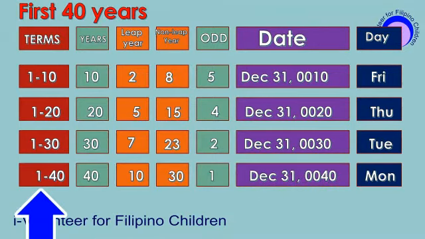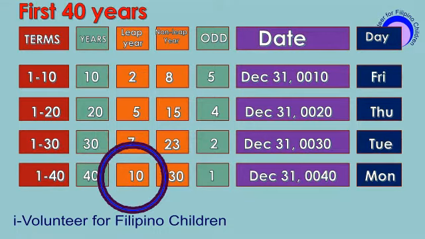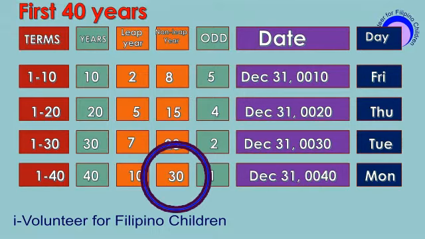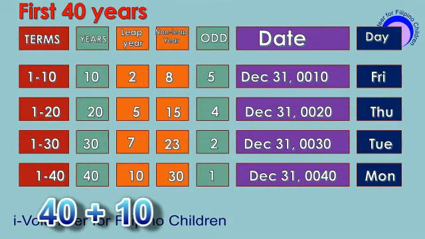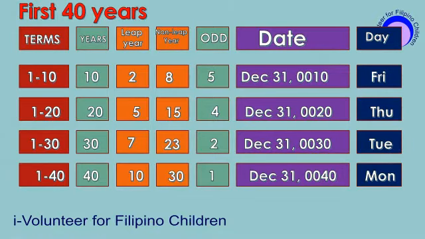Let's discuss the first 40 years. Get the number of leap years. 40 divided by 4 is equal to 10. And to get the number of non-leap years, we will subtract 10 from 40 to become 30. Now let's find the total number of odd days from this 40-year period. 40 plus 10 is equal to 50 divided by 7 is equal to 7, remainder 1. And odd day 1 refers to Monday.